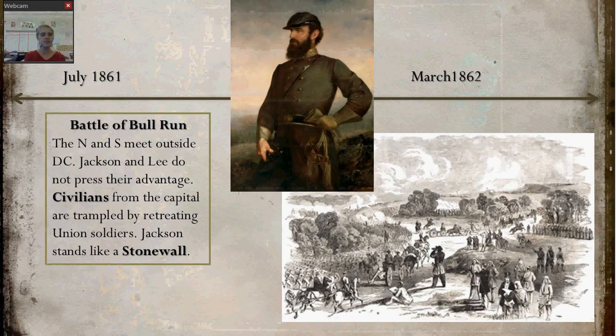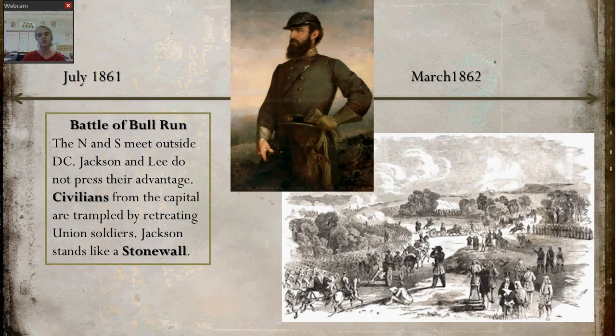In July of 1861, the first major battle takes place in Bull Run or Manassas, Virginia. So the North and the South meet just outside of D.C. Jackson and Lee are able to push forward pretty easily. However, they do not follow the Union troops into D.C. They don't press their advantage into D.C. Part of the reason is because there were a lot of civilians who just kind of showed up to watch, almost like a sporting event, right? And a lot of them, when the Union soldiers start retreating, get kind of trampled by the Union soldiers. So it's a really big, chaotic mess over at Bull Run.